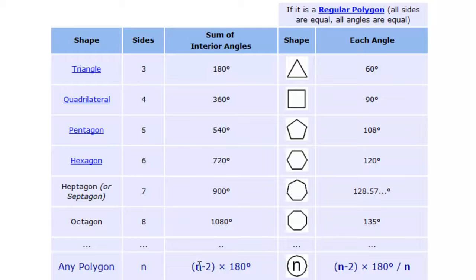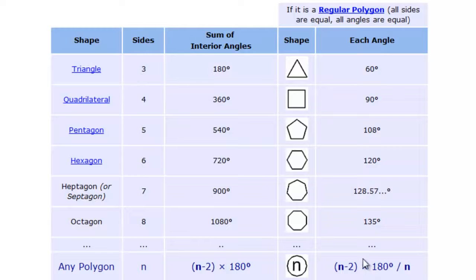So if we were to think about a triangle, that's a 3-sided figure, so we'd say 3 minus 2, that would be 1. So 1 times 180, yes, 180 degrees is the sum of the interior angles for a triangle. In the case of a square, it's 4-sided, so it would be 4 minus 2, so 2 times 180, 360. And if we wanted to figure out the value for each individual angle in a regular polygon, we'd just take this quantity here and divide it by the number of sides.